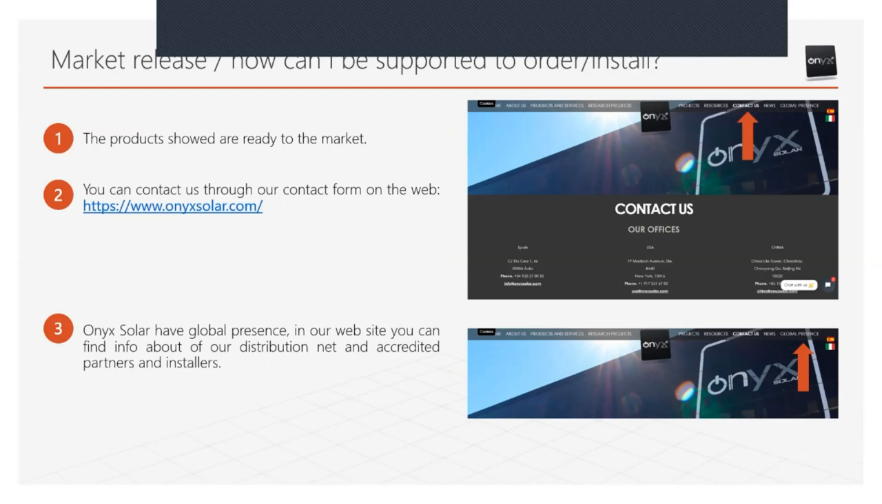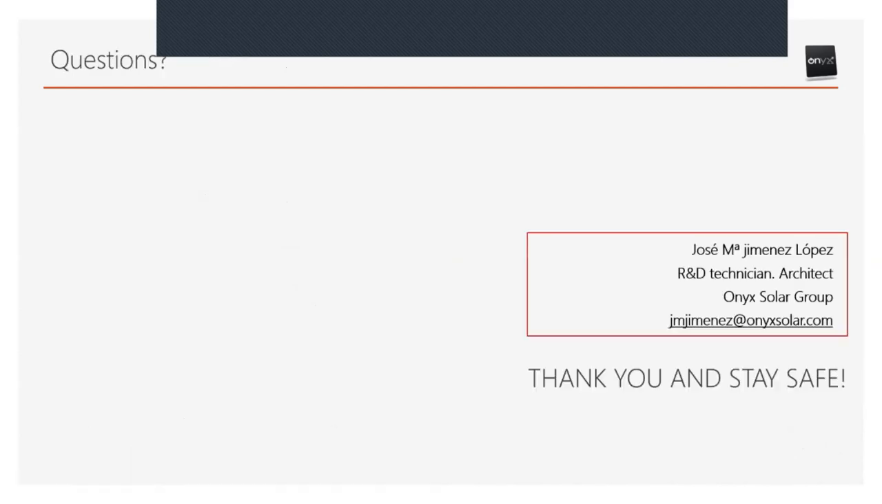Well, I want to finish this part of the webinar remarking that all the products sold are available on the market. You can contact us through our website, onyxsolar.com, and even seek help locally through our international network of accredited distributors and installers. You can find all this info on our website. So this is all. Thanks for your attention.